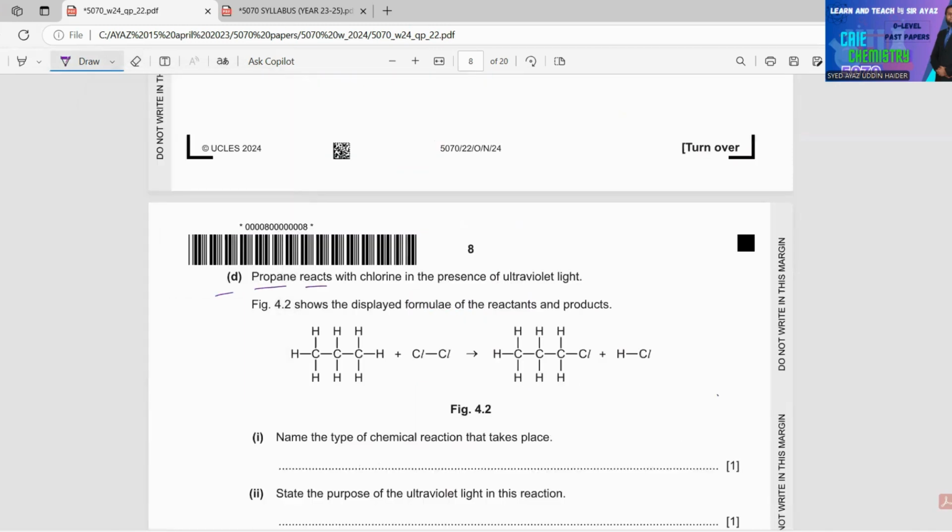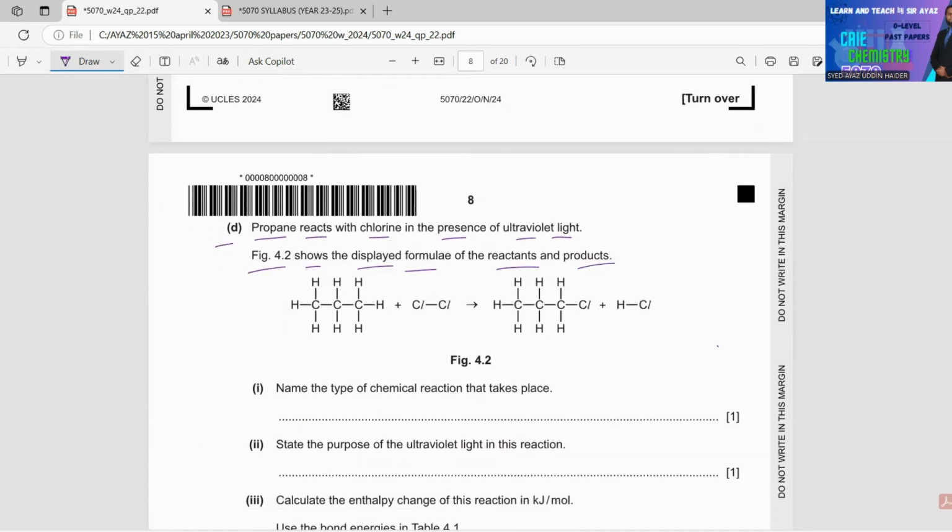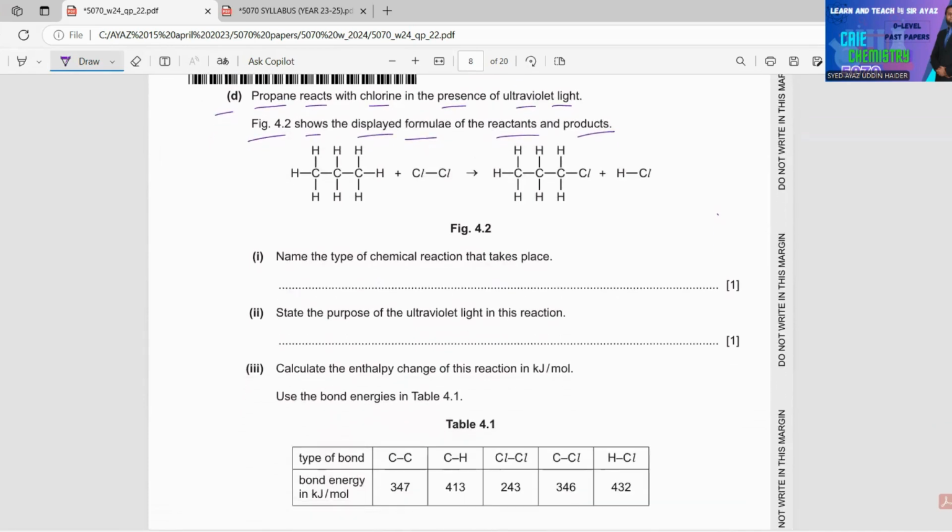D. Propane reacts with chlorine in the presence of ultraviolet light. Figure 4.2 shows the displayed formula of the reactants and products. Here we have reactants and products. Number 1. Name the type of chemical reaction that takes place. Now this reaction involves the substitution of hydrogen by chlorine atom. One of the hydrogen gets substituted by one chlorine at a time in this reaction. So you write substitution reaction.